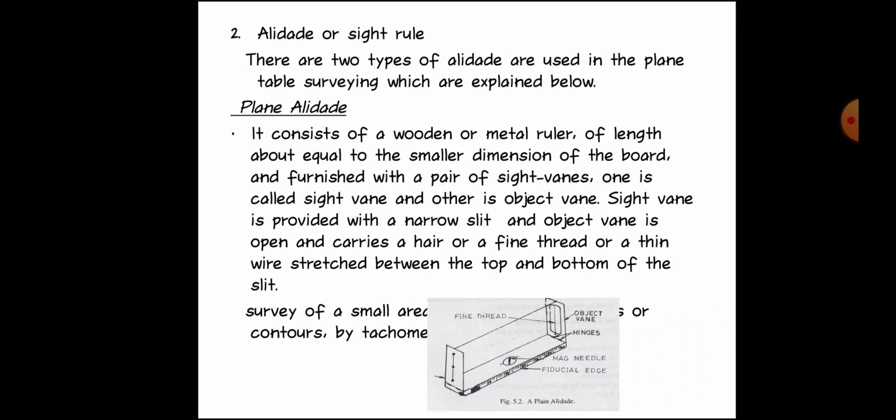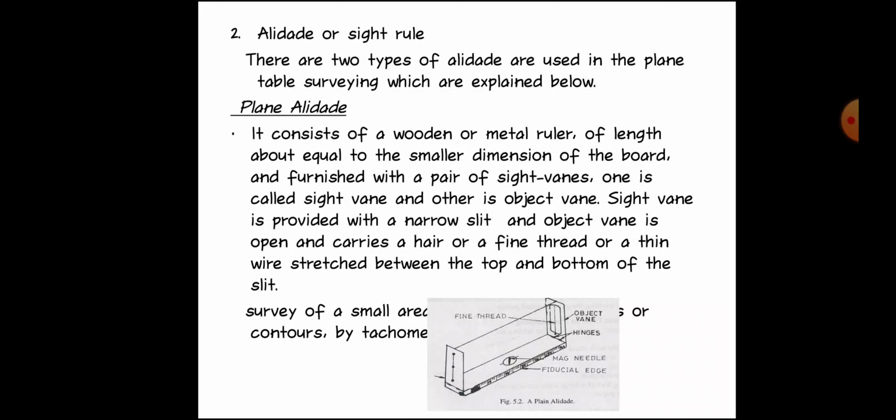So second instrument छ alidade or sight rule. There are two types of alidade that are used in plane tabling surveys, which are explained below.